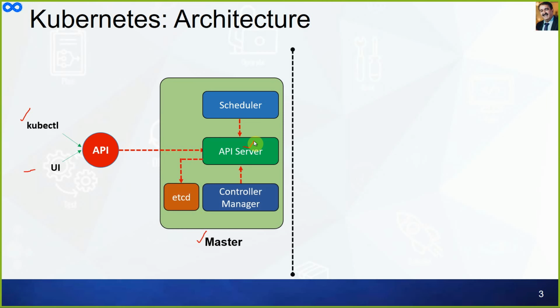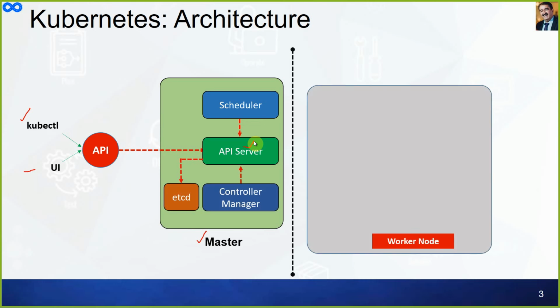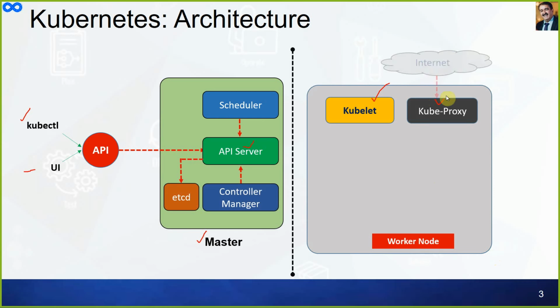etcd is the distributed database where we store the Kubernetes cluster state and the configuration data. So this is what we have on the master. On the worker node, we have a kubelet agent and kube-proxy running. The internet connections are handled by the kube-proxy, and Kubelet interacts with the API server to manage the cluster.